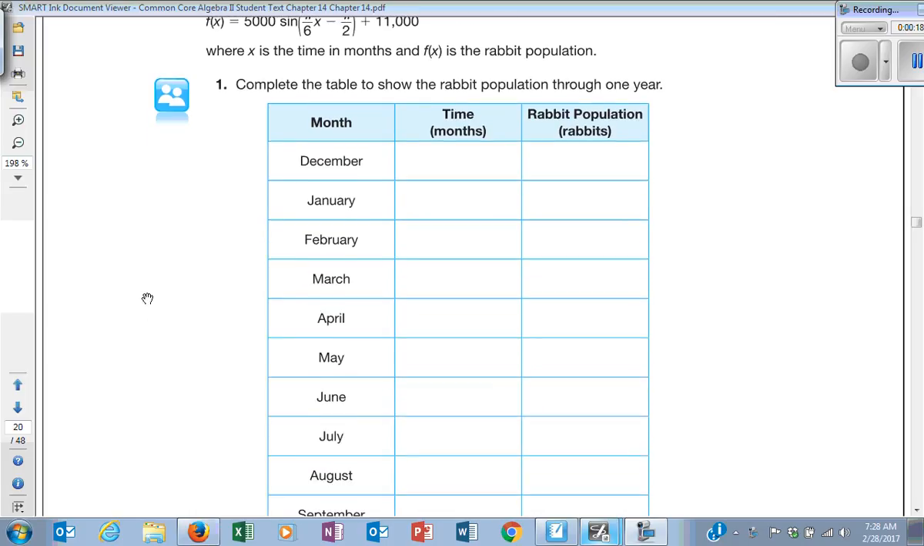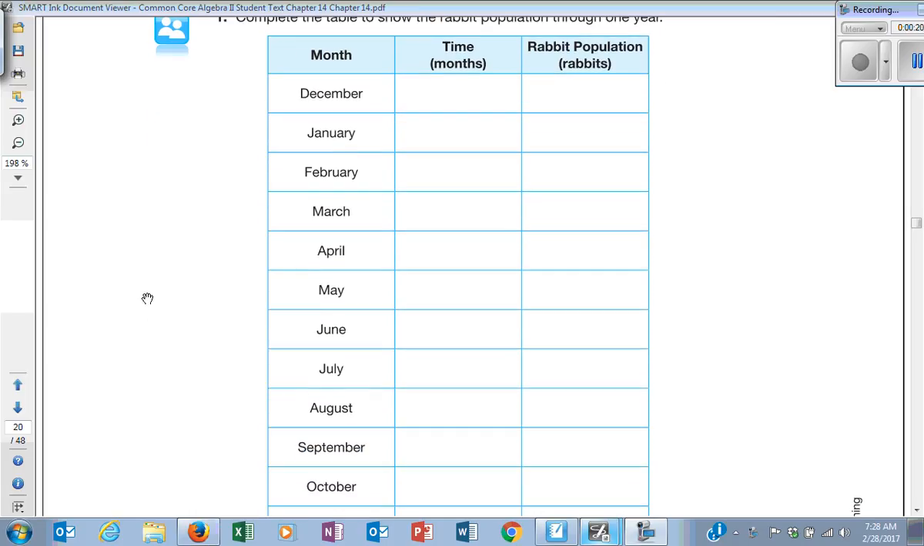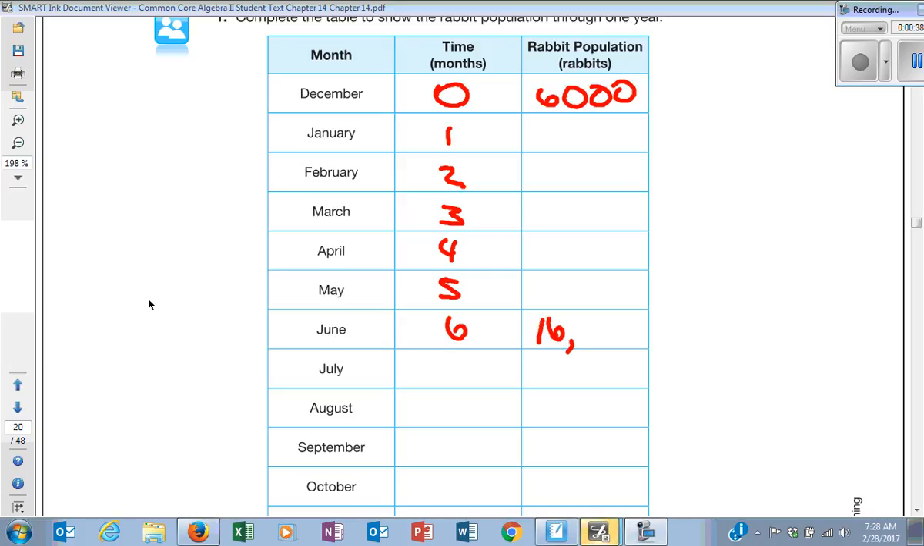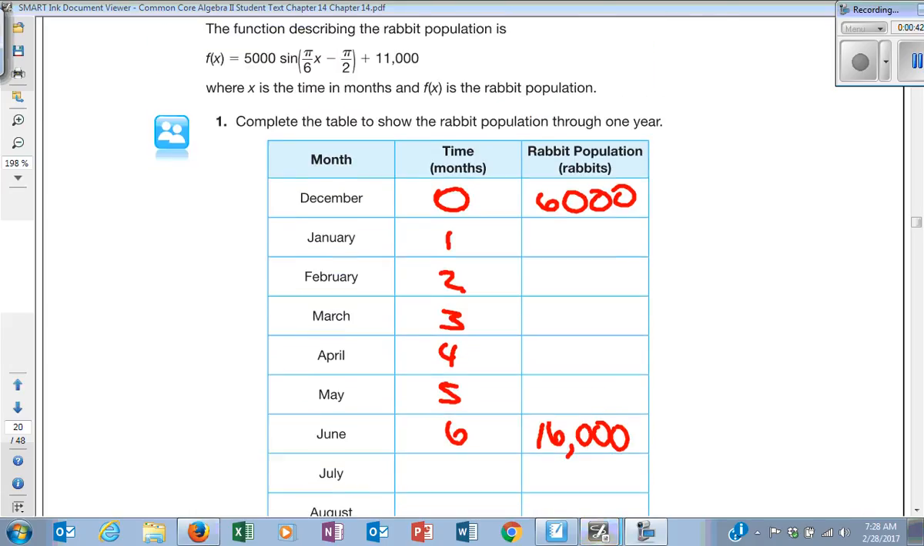And so what we said is, before we even do any math, we can just read this and see that at 0 months, there are going to be a minimum of 6,000 rabbits. And in June, which is 1, 2, 3, 4, 5, 6 months, we know that there's going to be 16,000. Now we can actually test this by plugging those in.